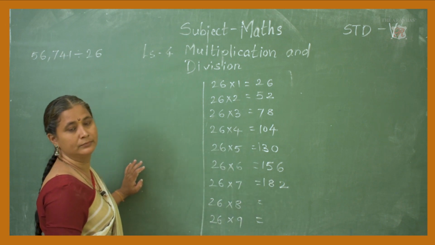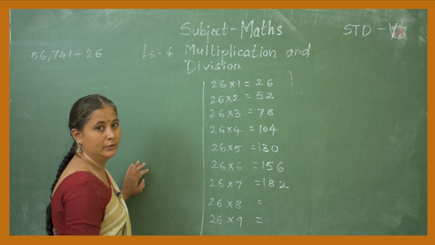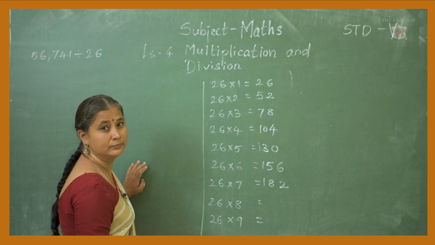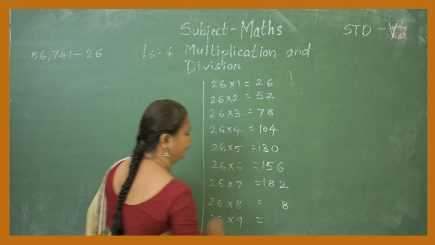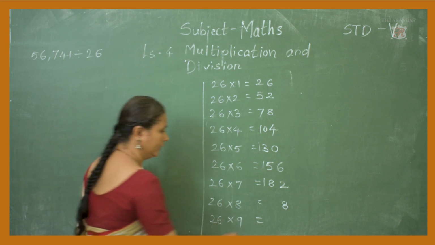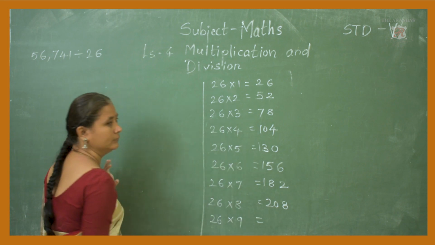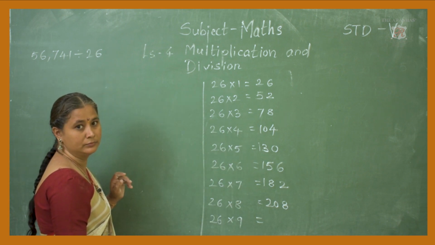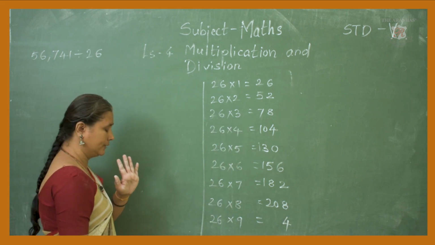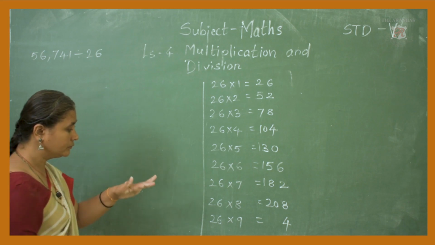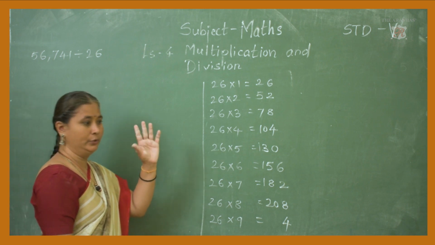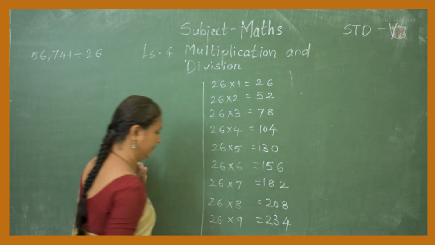8 6s are, do fast, 8 6s are 48. 4 for carry. 8 twos are 16. 17, 18, 19, 20. 9 6s are 54. 5 for carry. 4 for answer. 9 twos are 18. 19, 20, 21, 22, 23.